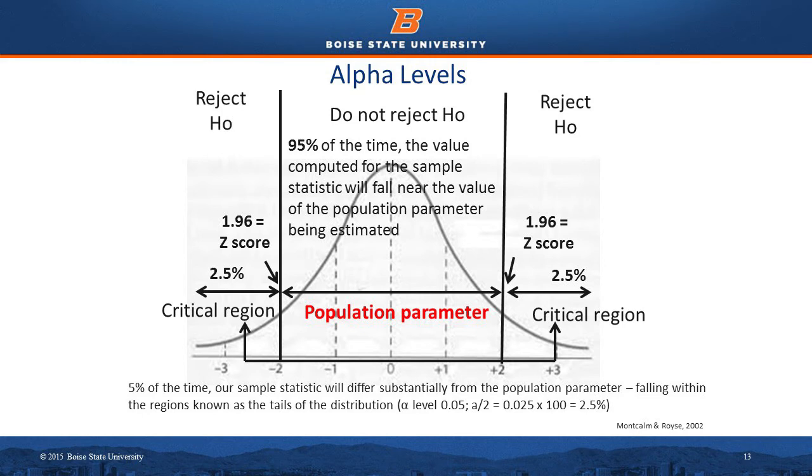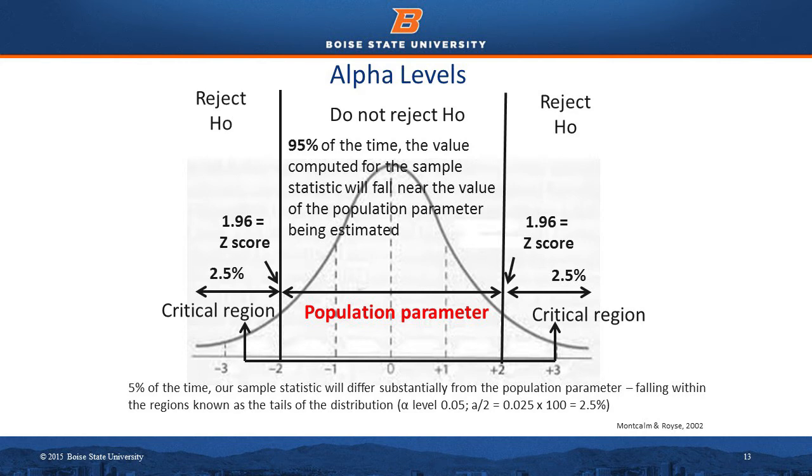For example, we have 95% where we do not reject the null hypothesis, as 95% of our values will fall within this range. However, 5% or 2.5% on either side may fall in the critical range, or what we call the tails of the distribution. Researchers reject the null hypothesis when our sample statistic falls in the critical region or the tails.